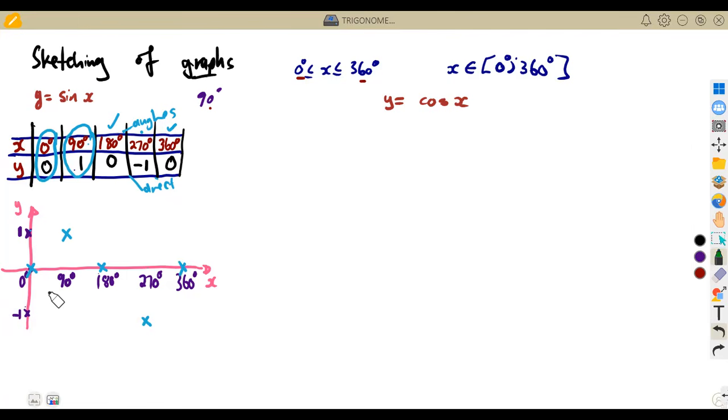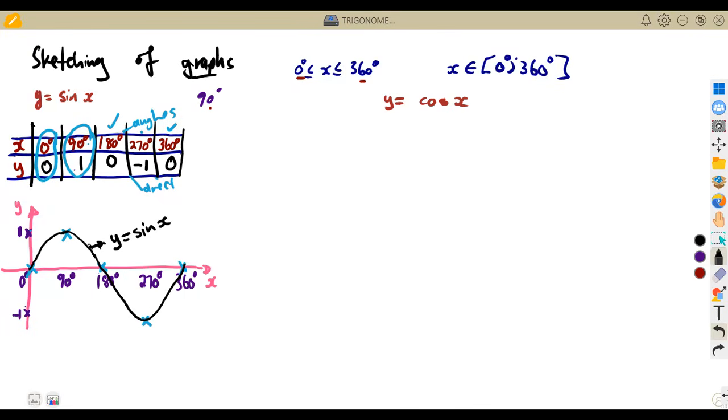Corresponding to each other, from one value to another, we are going to join. From this point up to this point, you join. This must be a smooth curve. From this point to this point, and also from this point up to this point, like this. So this is the graph of y is equal to sine x.